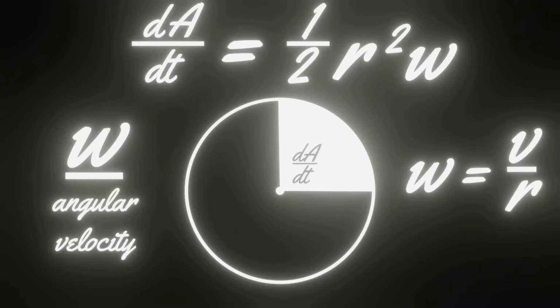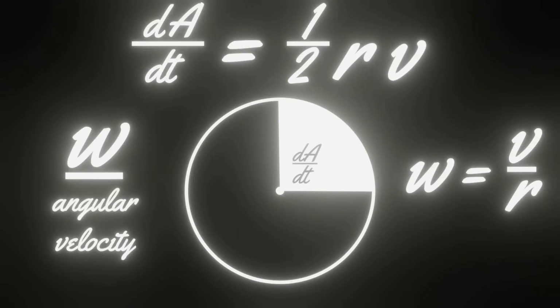Now, using circular motion, we know that omega is equivalent to tangential velocity over radius, which allows us to further alter the areal velocity formula to dA/dt equals 1/2 r squared times v over r, which then can be simplified to dA/dt equals 1/2 r times v. Now, it's time for vectors.